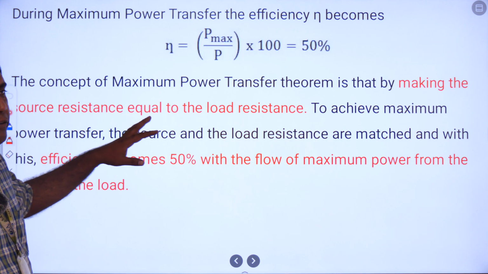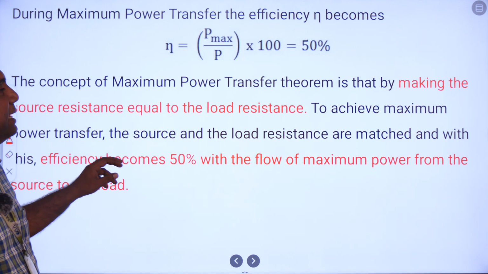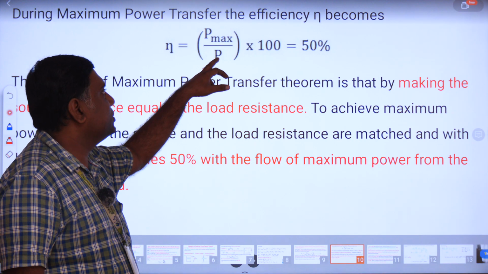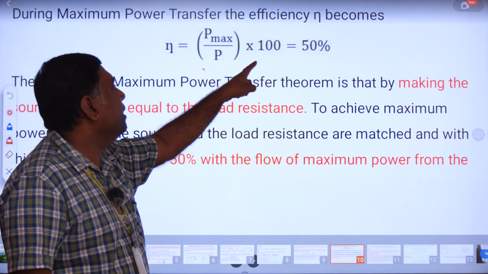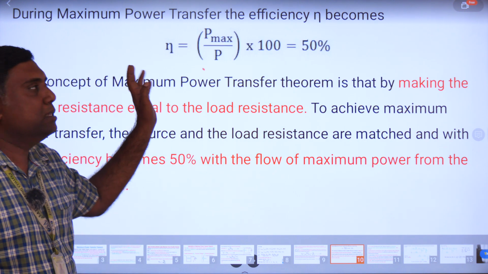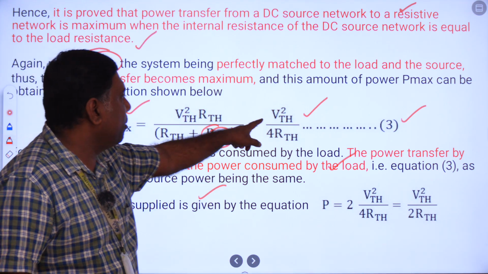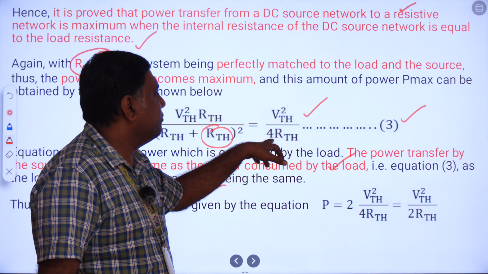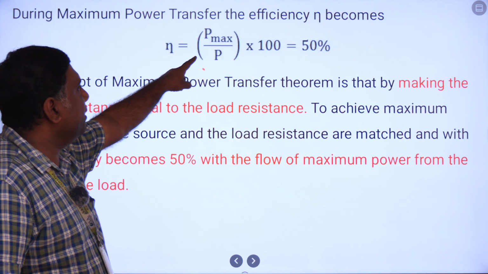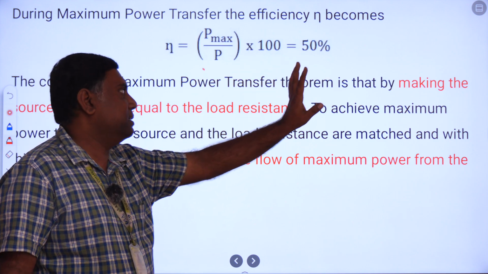So here this is the efficiency. From this efficiency you can easily understand rho equals P max by P. If you substitute that into 100 and cancel, you will get only 50%. That means you can just substitute these two formulas: V Thevenin squared by 4 R Thevenin divided by V Thevenin squared by 2 R Thevenin over here. So we get only 50%.